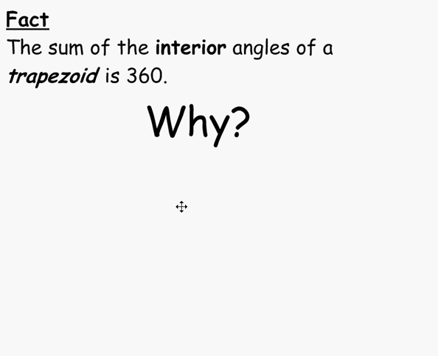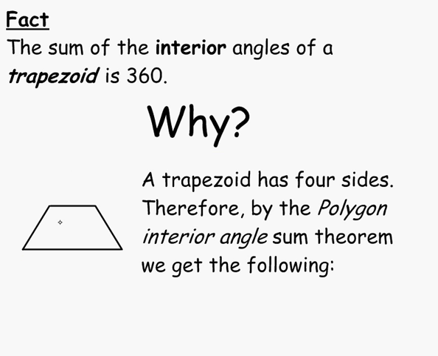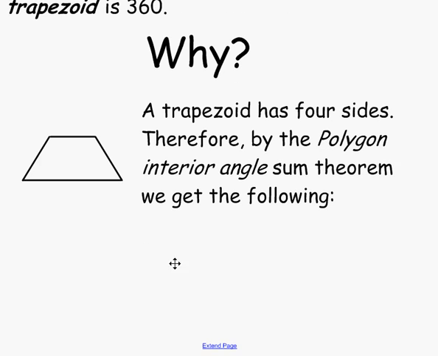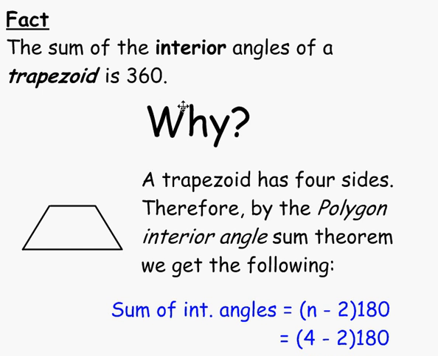So if you think about it, a trapezoid has four sides. So here is a trapezoid, and it's got four sides. Therefore, by the polygon interior angle sum theorem, we get the following. You remember the polygon interior angle sum theorem? We looked at that in the last video. It says the sum of the interior angles is equal to n minus 2 times 180. And if you substitute 4 for n, you would get 360. So we could say that the sum of the interior angles of a trapezoid is 360 degrees. So that is a fact.